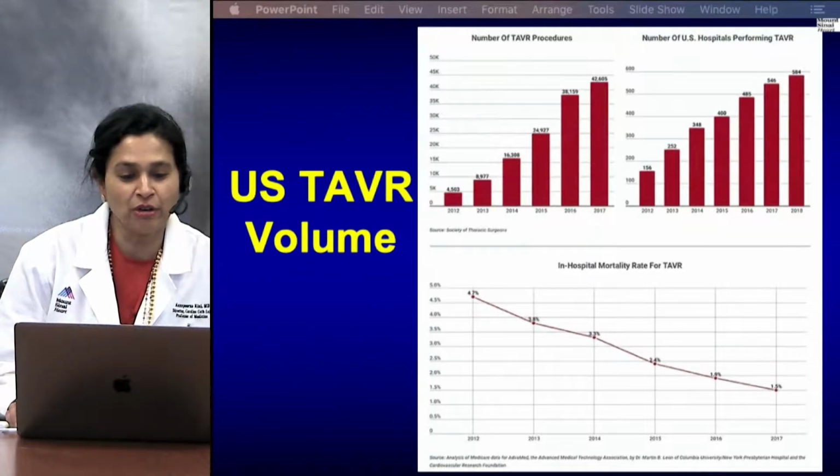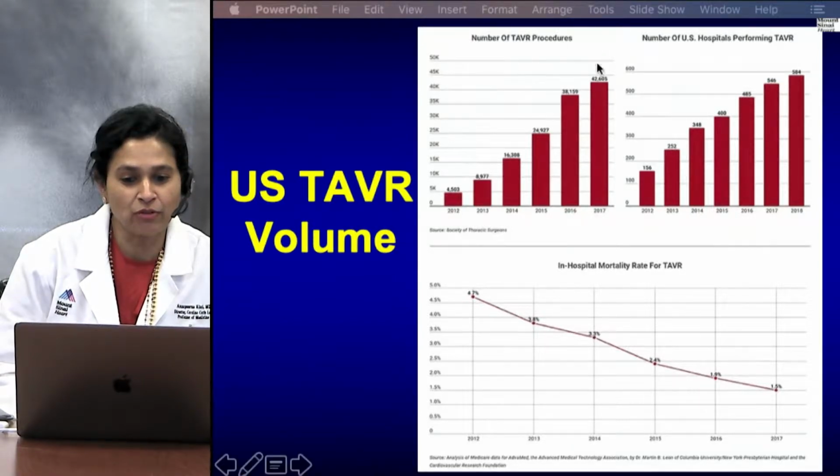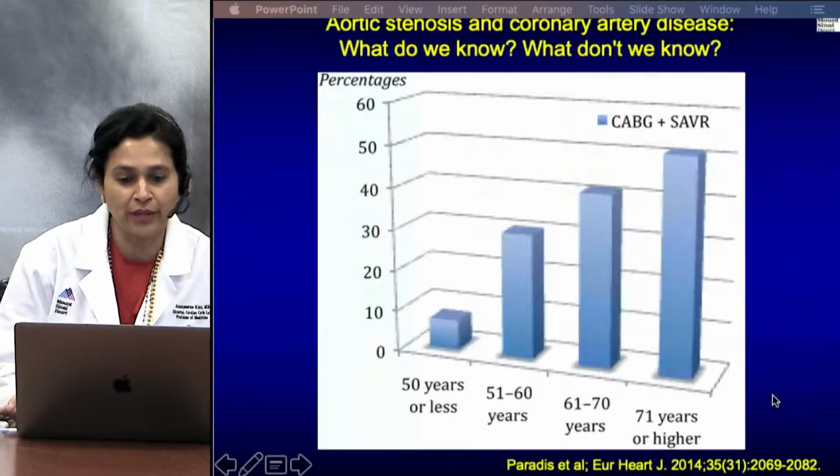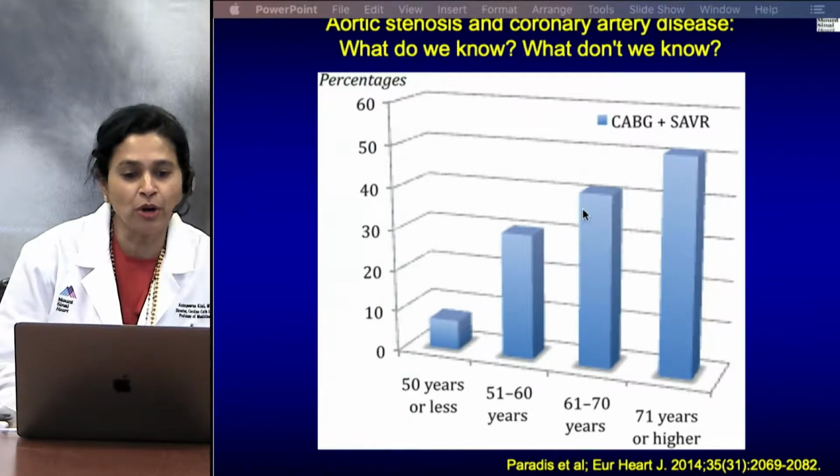And we all know the US TAVR volume, as shown here, is almost every year close to 50,000 procedures being done every year. Close to 580 centers are doing TAVR, with the in-hospital mortality rate of TAVR going down to less than 1.3. And what do we know about aortic stenosis and coronary artery disease?